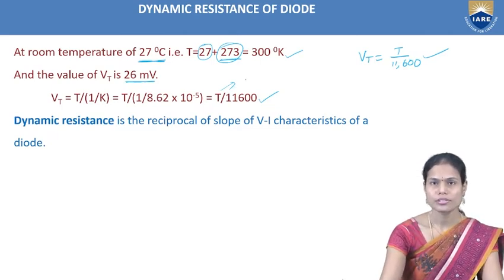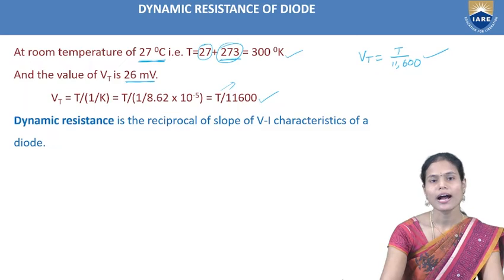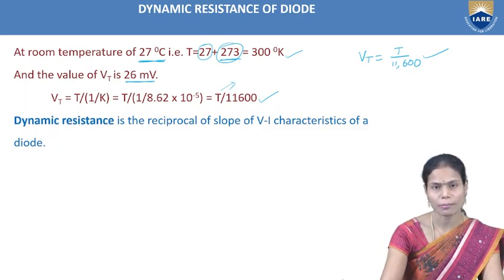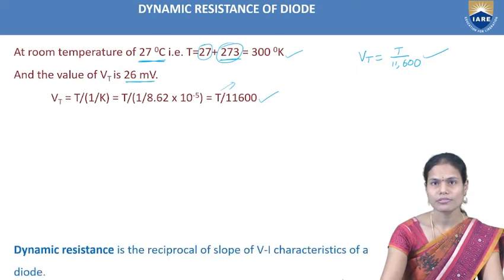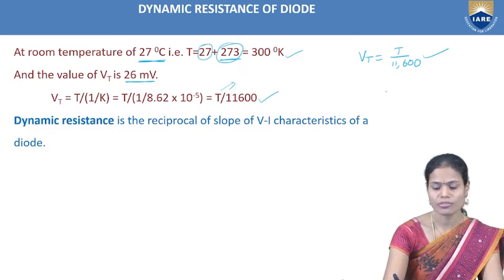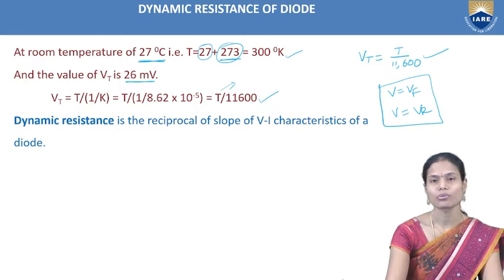Okay, so this is the diode current equation, and this particular diode current equation is applicable for both the forward bias as well as reverse bias condition. The only difference here is, in the case of forward bias, you have to take V as Vf. In the reverse bias condition, you have to take V as Vr in the diode current equation.